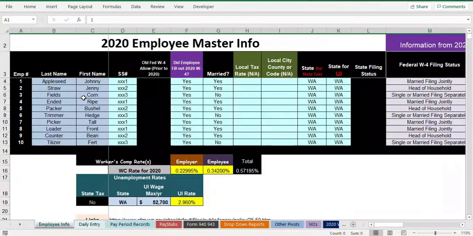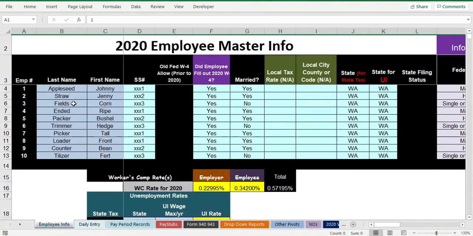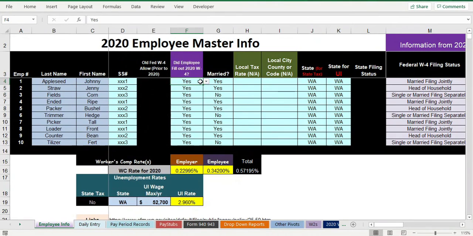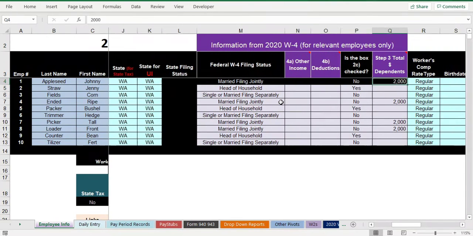All right, so your employee info sheet is generally where you start. Put in the employee's name. They need to be filling out the 2020 W-4s now, especially since 2021 is coming. So did they fill out a W-4? If you're working off an old W-4, you fill out different things here. You just put the number of allowances from the old W-4, and you don't have to fill out any of this purple area over here.